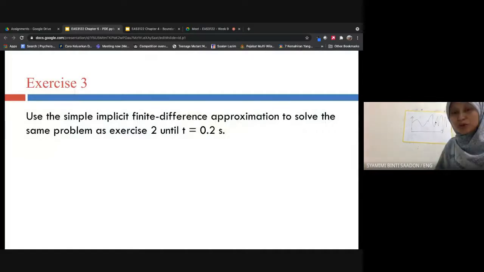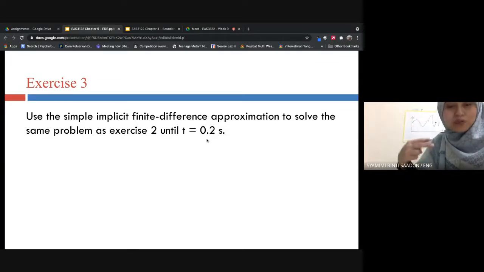So what I want you to do, final last slide: repeat, use the same problem as exercise 2, the explicit problem just now, but here you use the implicit method. Use the simple implicit finite difference approximation to solve the same problem as exercise 2, until 0.2 second, means just 2 rounds.